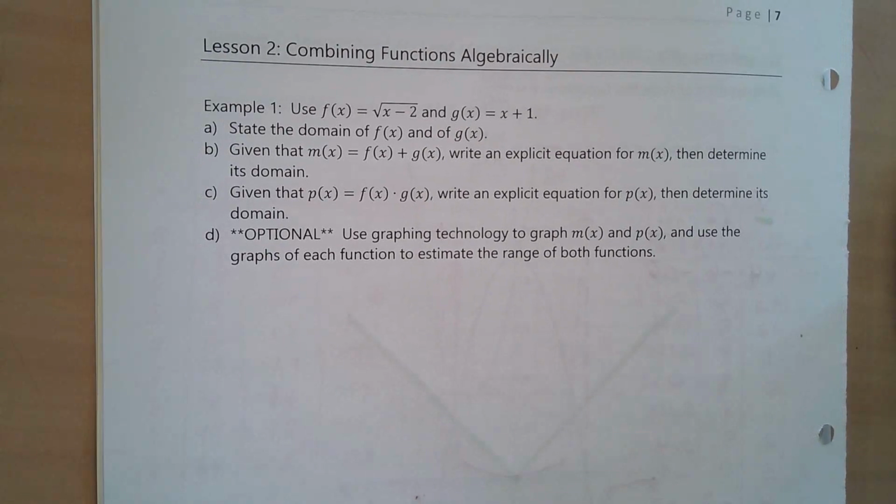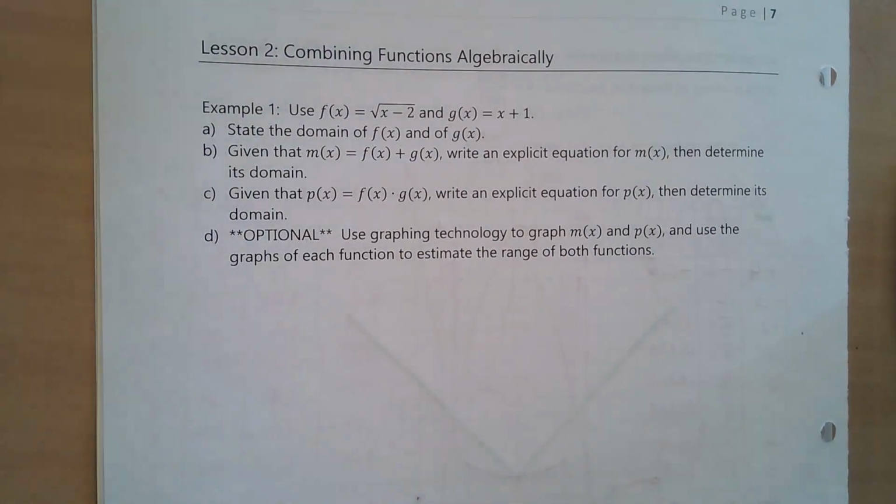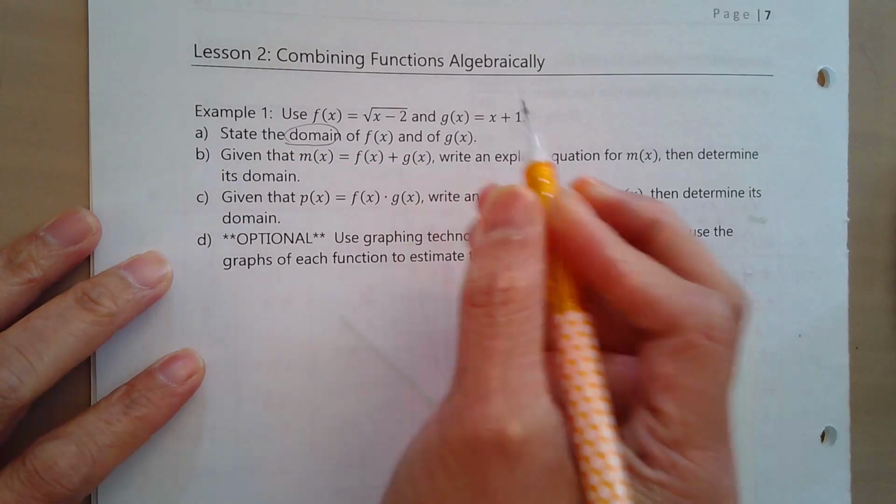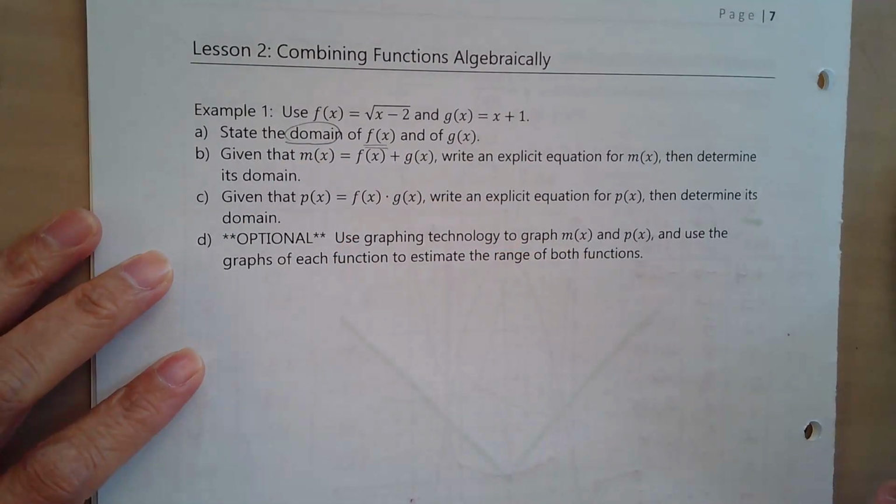So in this particular case, we have two functions here. It says use f of x, which is the square root of x minus 2, and g of x, which is x plus 1. Starting with letter A, state the domain of f of x and g of x. So just the domain. What's the domain of f of x?